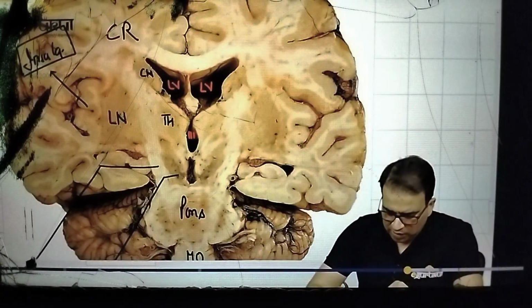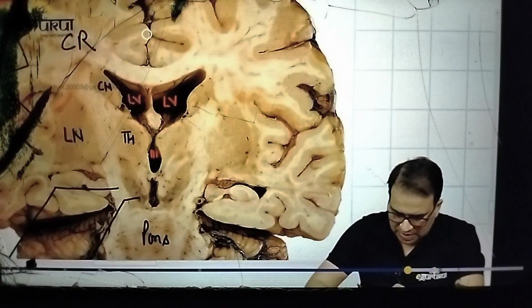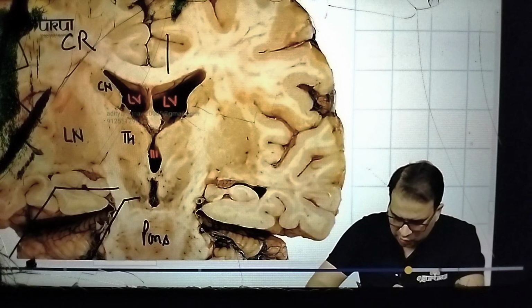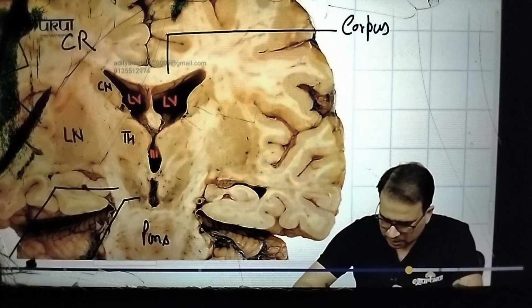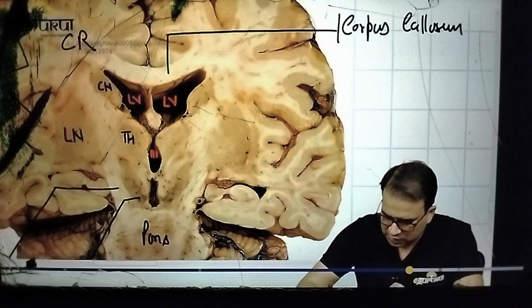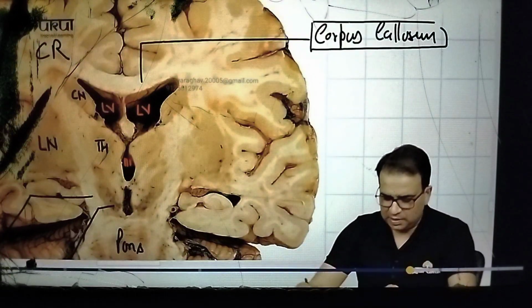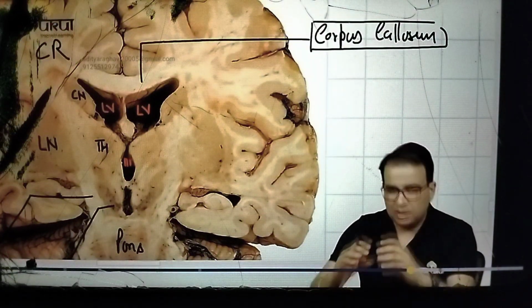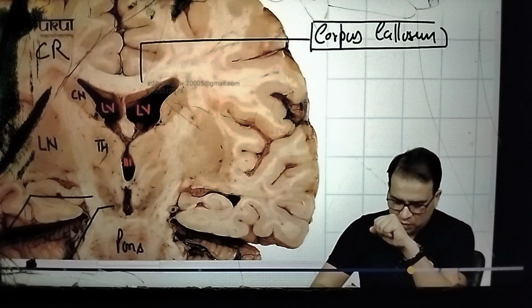Talking about the boundaries of the lateral ventricle, what do you see? This is a median fissure, right? And here clearly is the corpus callosum, which is connecting the two cerebral hemispheres, the largest commissural fiber. And the corpus callosum is one major structure forming the roof of the lateral ventricle, as you can see. So the corpus callosum is forming the roof.